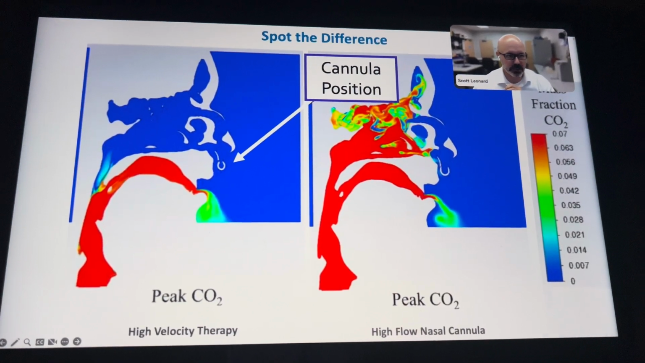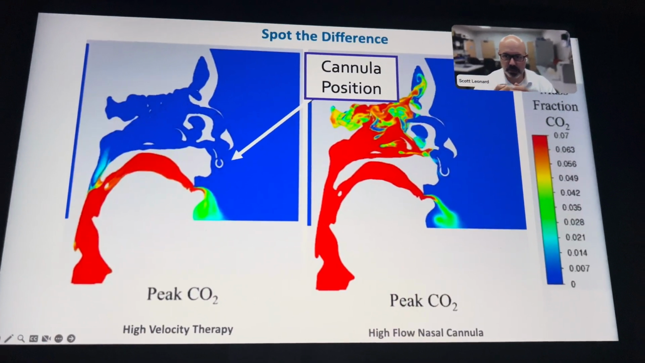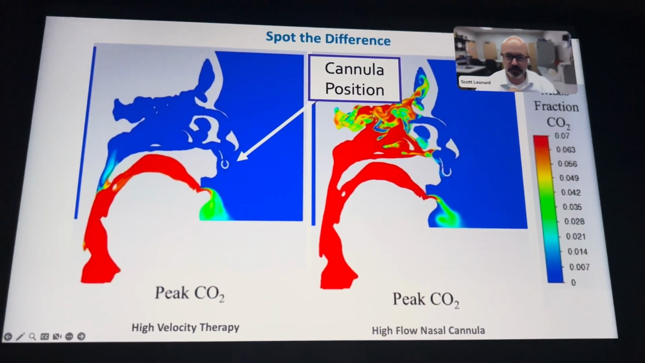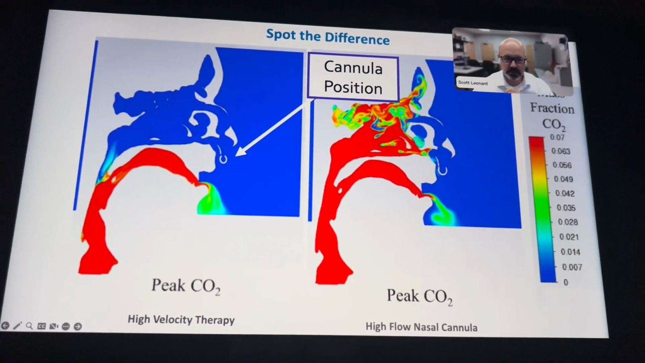So this is the difference between, as Dr. McQueen said, putting your thumb over the hose. It flushes much more effectively, even with the same volume of flow.